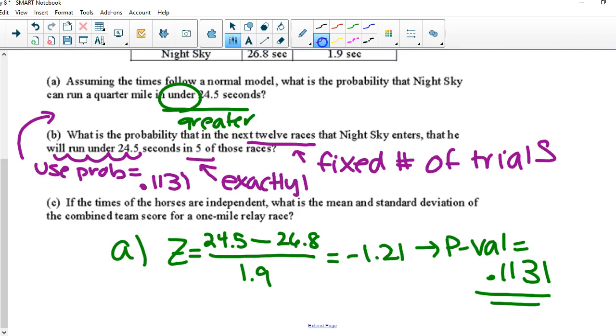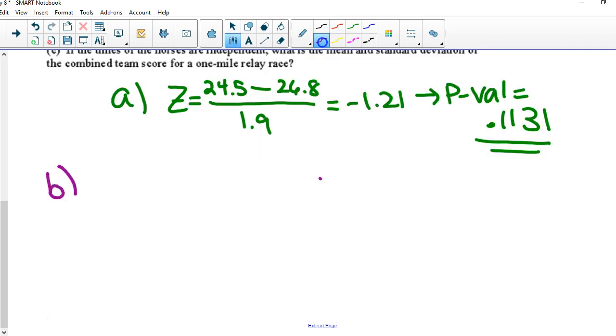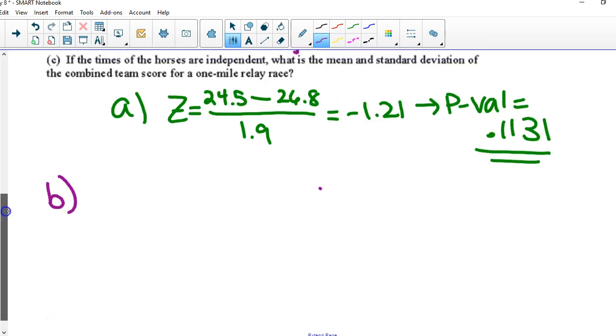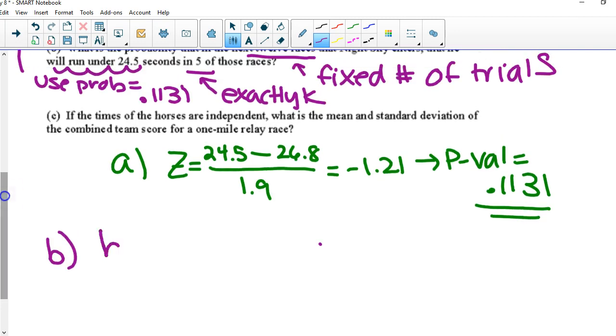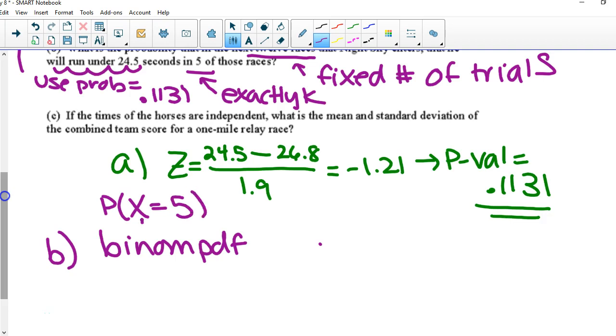This is my K. So I'm going to scooch down here to really fill it out. I know it's a binomial distribution. Okay? So I'm doing a binom PDF. Why? Because the probability that X is equal to 5. What is X? The probability that he can run under 24.5 in a total of 12 races. We want to know if he can do it in 5 of those races.